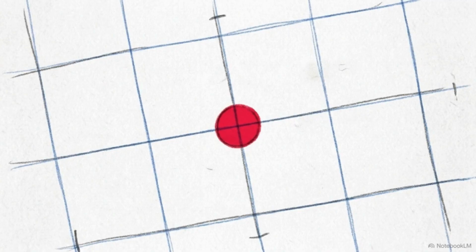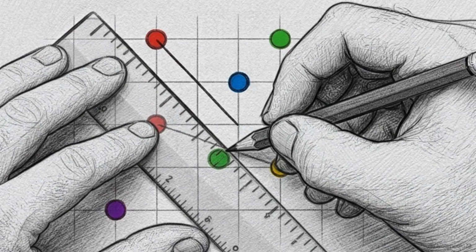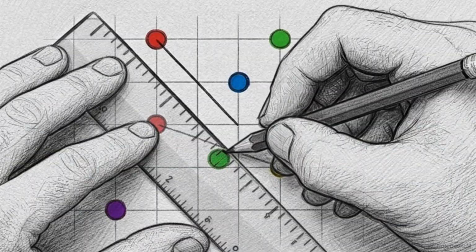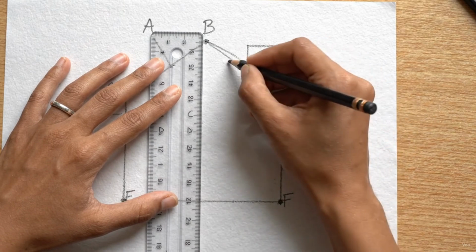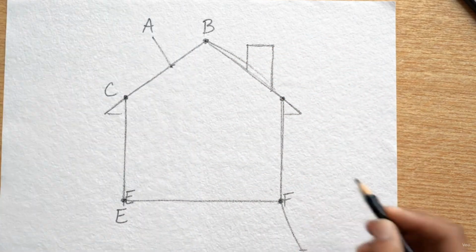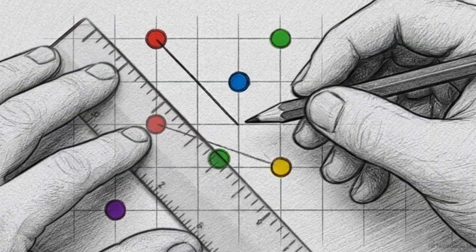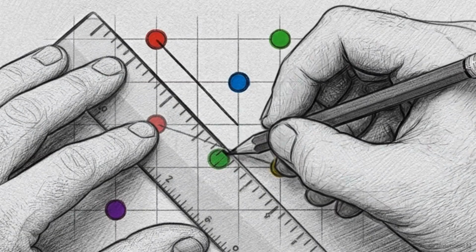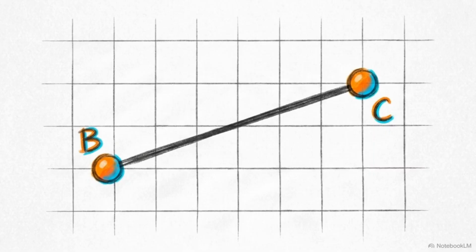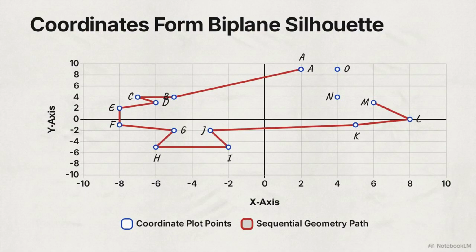Each dot represents a fixed location in space. By themselves, they are just data points, but together they form the outline of our subject. Now that the points are plotted, use your ruler to connect them. Draw a straight line from point A to point B, then from point B to point C, continuing in alphabetical order. As the lines link the points in the correct sequence, the scattered dots form a recognizable shape.